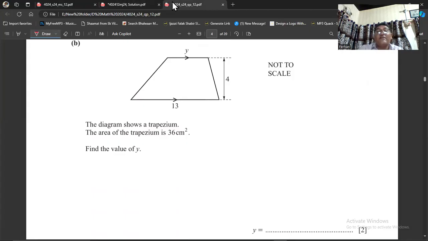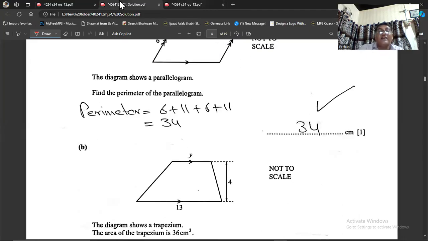Question number 5, part B. He says the diagram shows a trapezium. The area of the trapezium is 36 centimeter square. Find the value of y. You know, the area of the trapezium is 1 by 2 into the height into the sum of the parallel sides. So the height here is 4. One parallel side is 13. The other parallel side is y. The area of the trapezium is already given, that is 36 centimeter square. So very easily, just applying that formula, we can find the value of y.